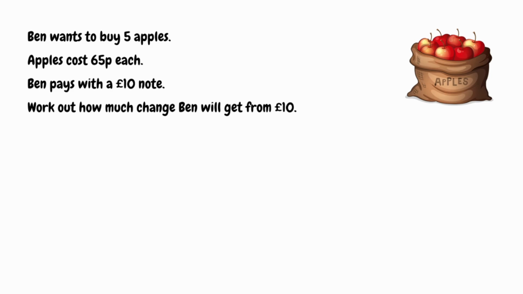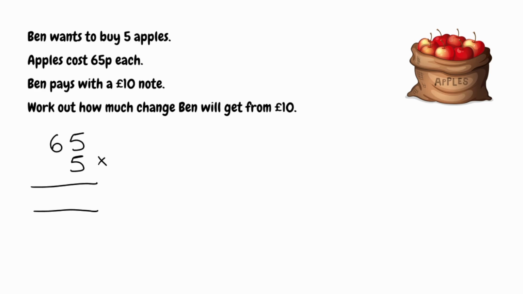So the first thing we want to do here is figure out how much Ben has spent in total. So he's bought 5 apples at 65 pence each. Well, we'll keep it in pence for the time being. So we want to do 65 multiplied by 5.